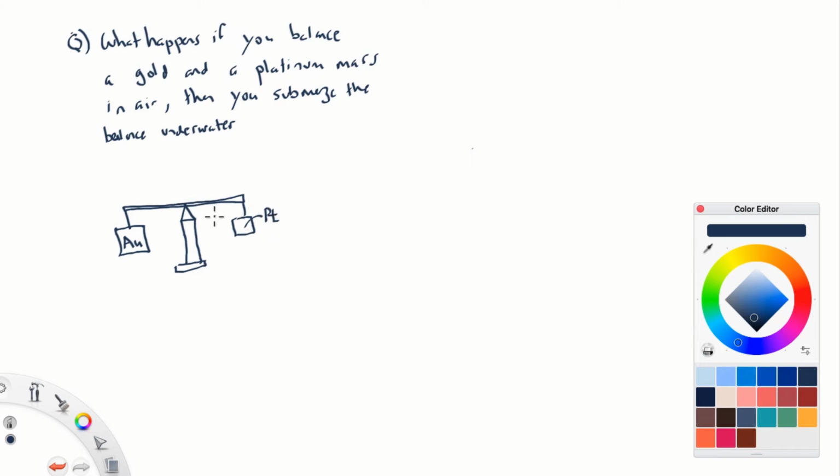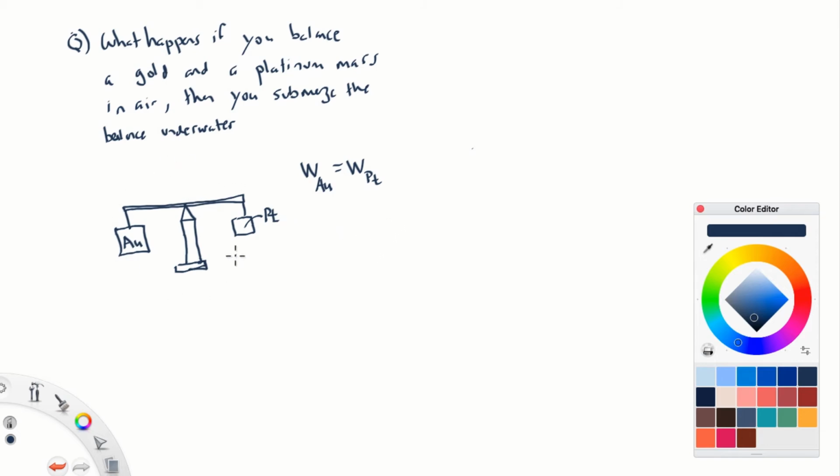Notice the block of platinum is smaller than the block of gold. Why is that? Because platinum has a higher density than gold. This is going to be critical, but the important point is the weight of the gold block is exactly equal to the weight of the platinum block. That's why they are balanced.